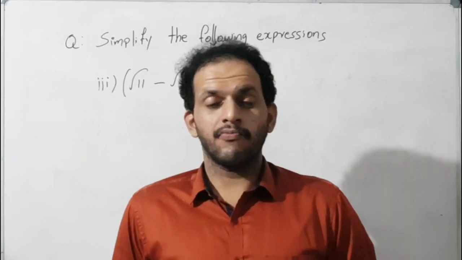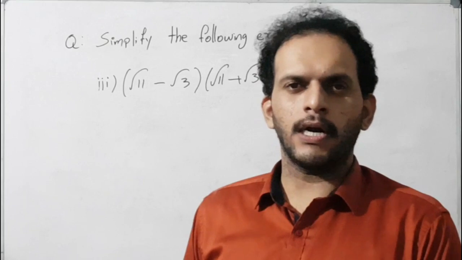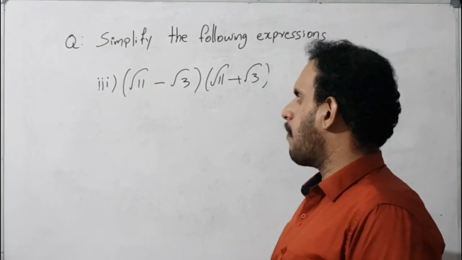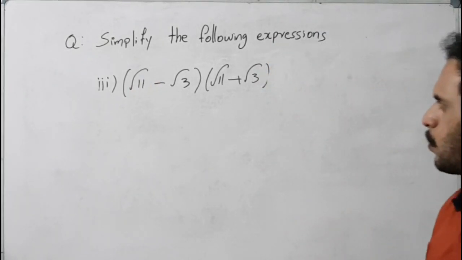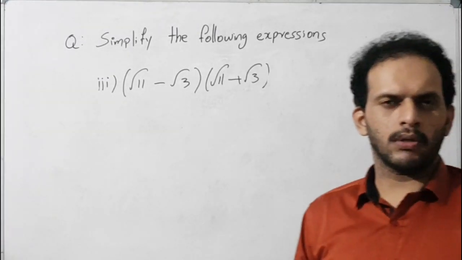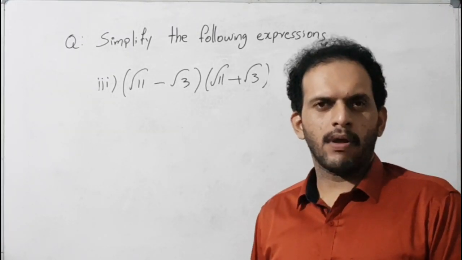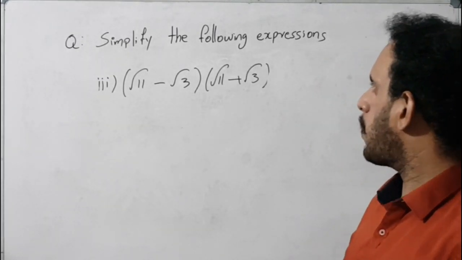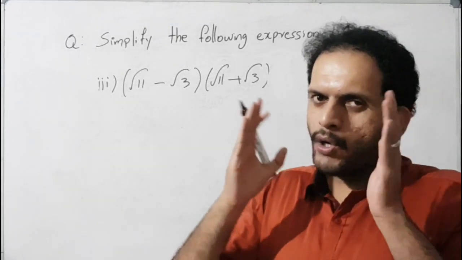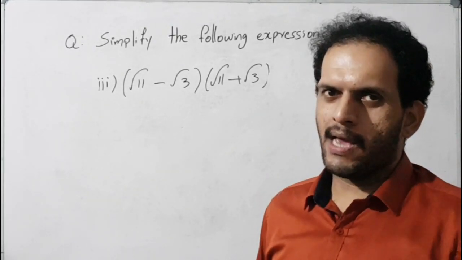Okay? Now we are doing the third question. The third question is like this: root 11 minus root 3 into root 11 plus root 3. How do we do it? What is the idea?